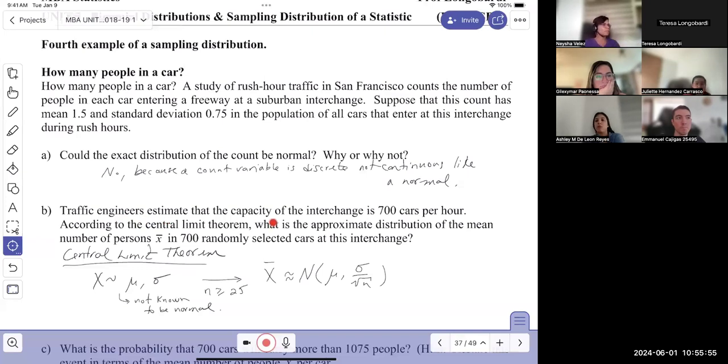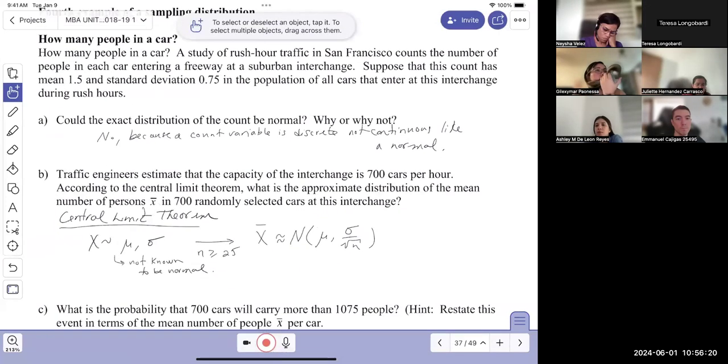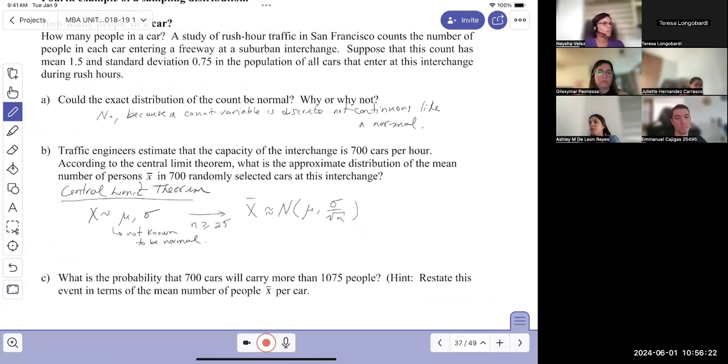So traffic engineers estimate that the capacity of the interchange is 700 cars per hour. According to the central limit theorem, what is the approximate distribution of the mean number of persons x bar in 700 randomly selected cars at the interchange? Can you guys do this without me? So 700 is more than 25, so the central limit theorem applies, and you can get this result here. What's the mean and what's the standard deviation? Tell me.